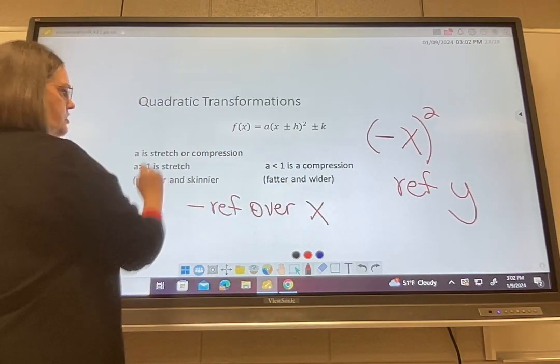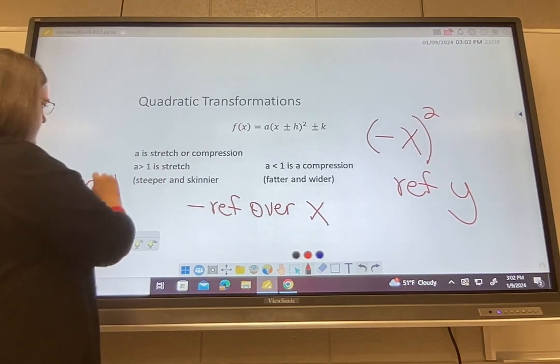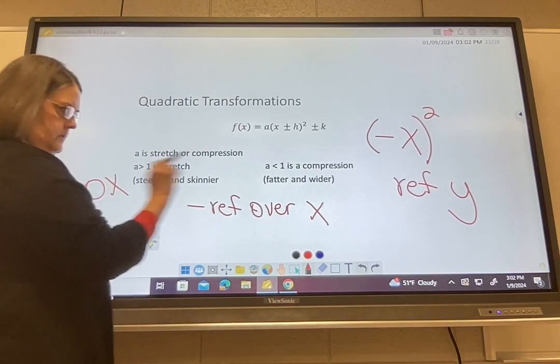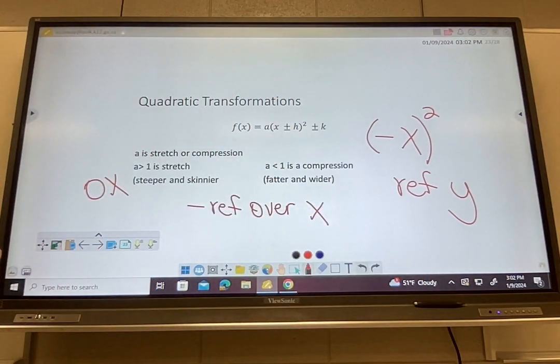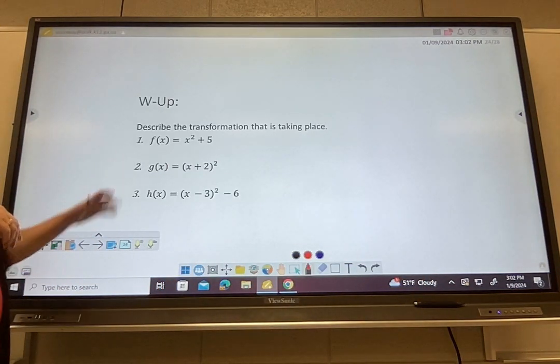And outside starts with the letter O and x, that makes a word, ox, because it's reflecting x. Okay, let's take a look. I'm not going to do the warm-up with you on the video. We'll do that in class.